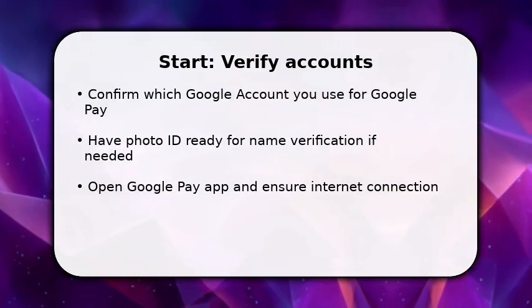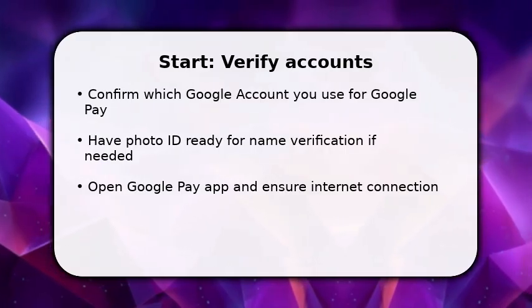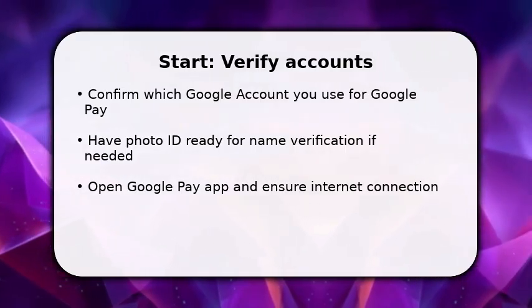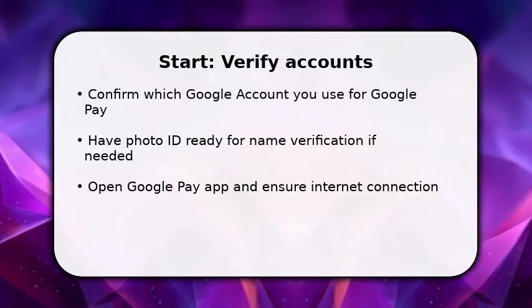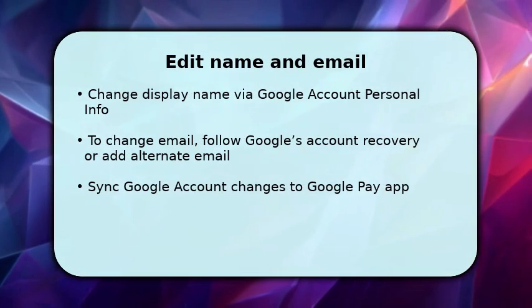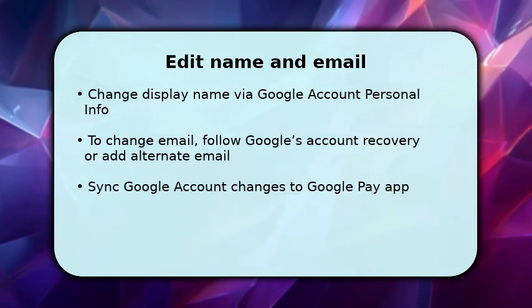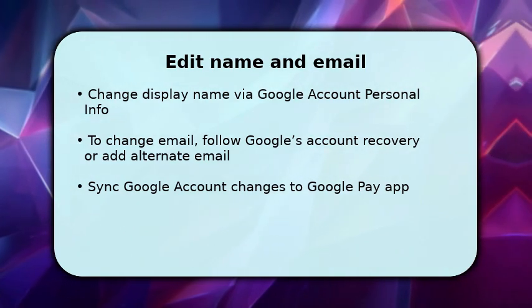If you must change the name, make sure you have a government ID or acceptable documentation ready. Once done, navigate directly to Account or Profile in the app to start edits. You now update the name by opening Google Account Personal Info and editing the name field. This changes your Google profile and propagates to Google Pay.